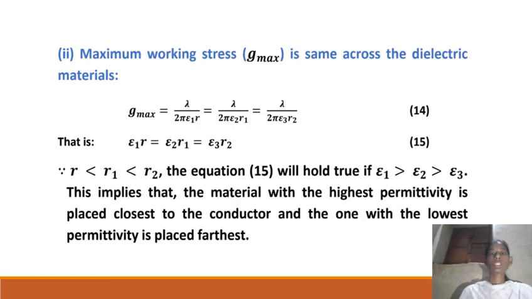Maximum working stress is the same across the dielectric materials. G max equal to lambda by 2 pi E1 R. E1 R equal to E2 R1 equal to E3 R2. R less than R1 less than R2. Equation 15 will hold true. This implies that the material with the highest permittivity is placed closest to the conductor and the one with the lowest permittivity is placed furthest.